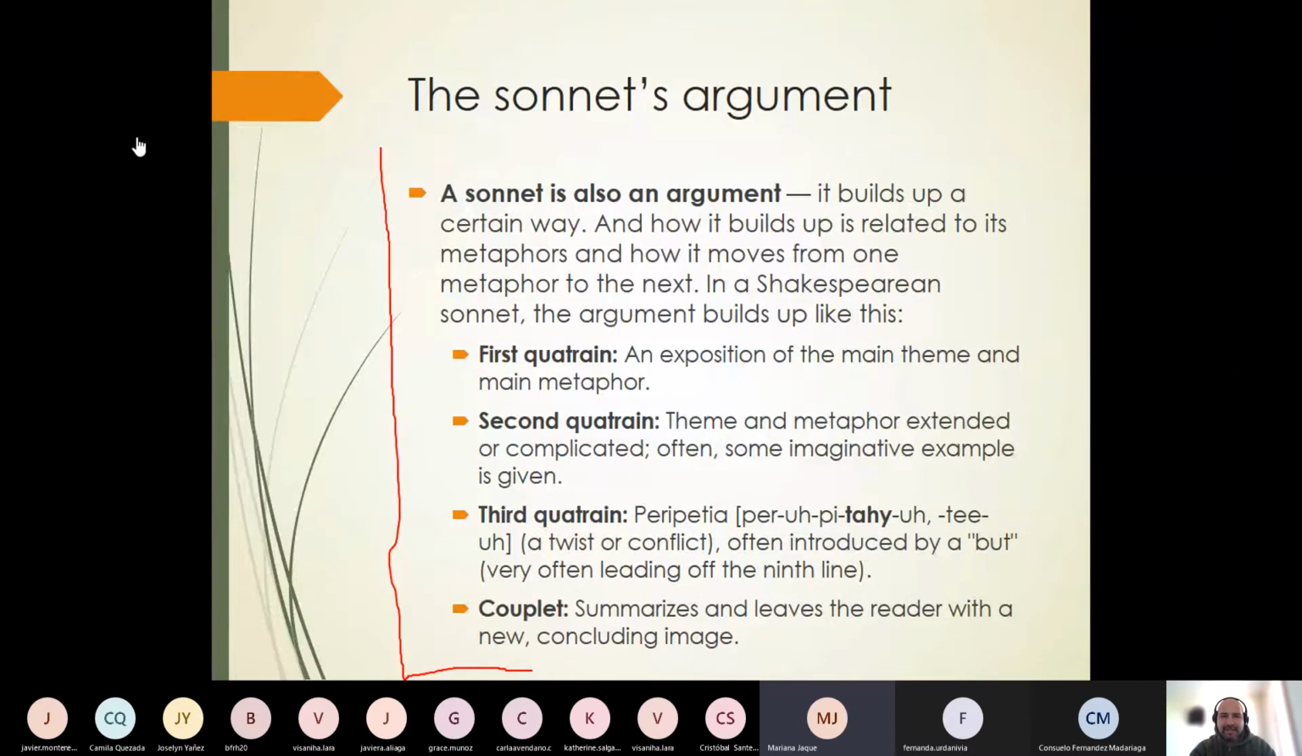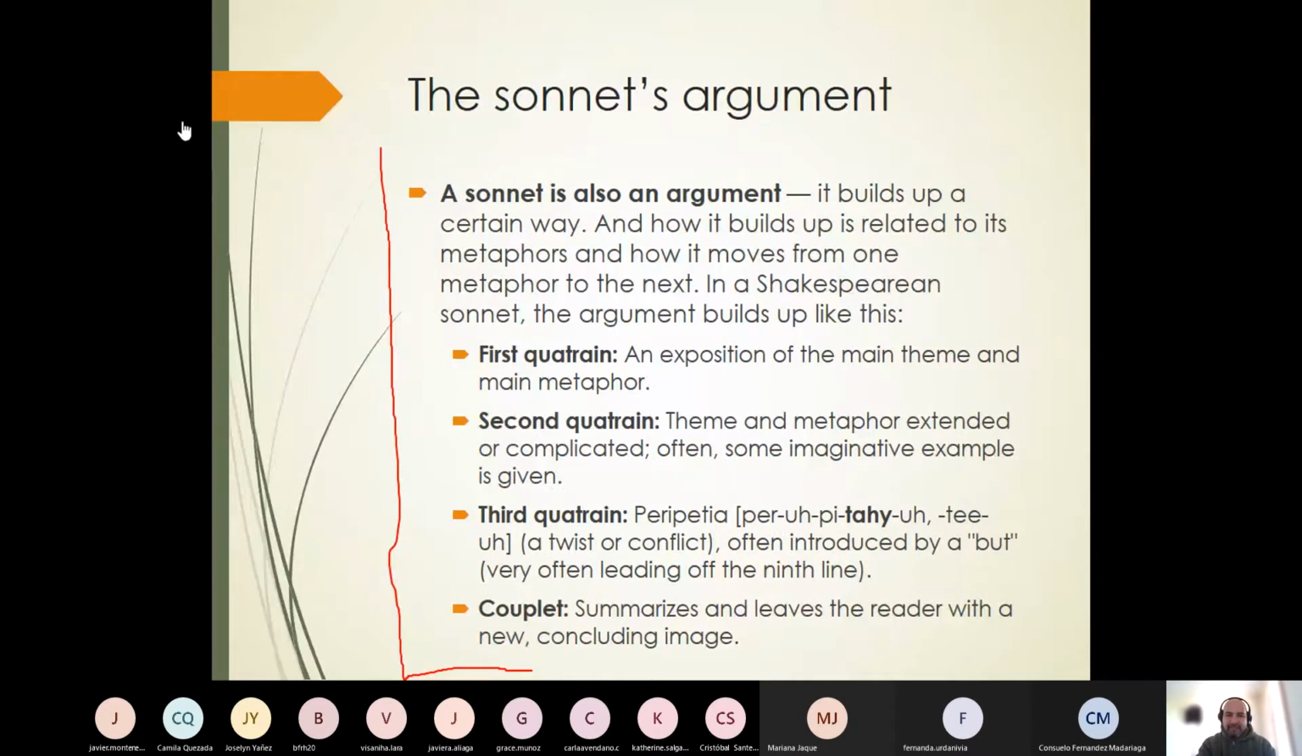Thank you so much, Mariana. So as we can see, just like a story, a poem has an argument proposed by the poet, right? Most of the time, the poet is going to be appreciating the lover's beauty, using metaphors to propose this appreciation for the lover in a very original and not old-fashioned way.